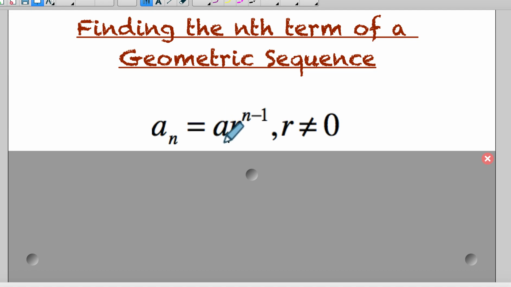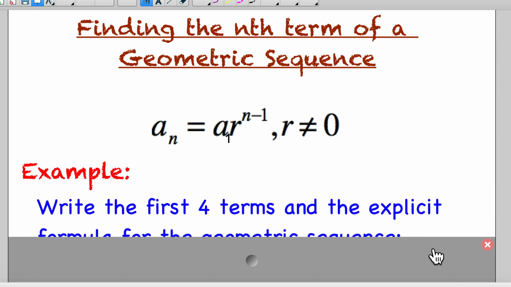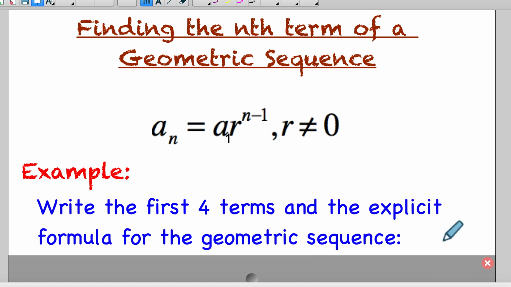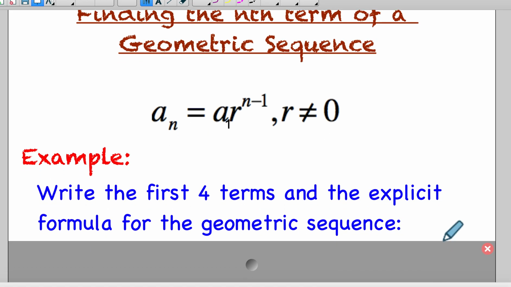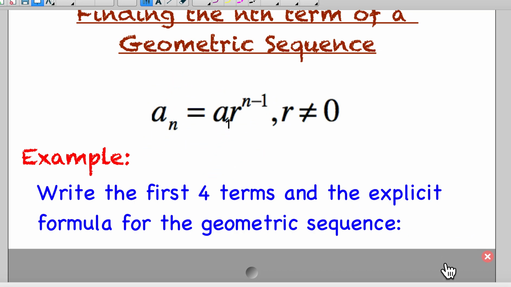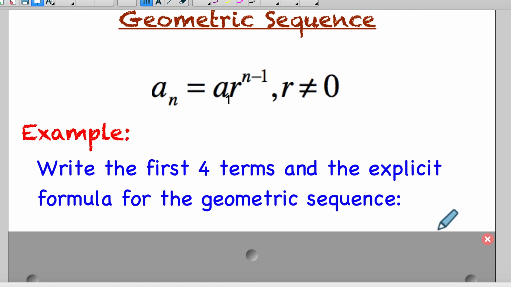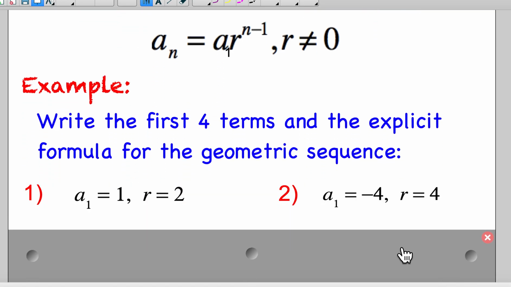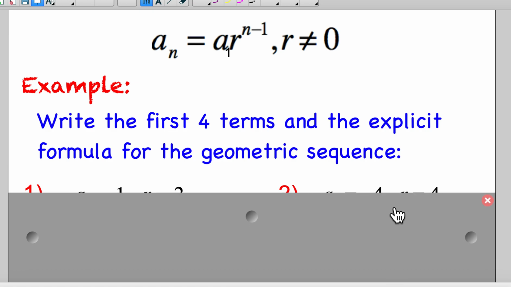You take the first term and you write it in there, and then you figure out what the common ratio is, and you put it in there, and then everything else is taken care of for you. Right, so an example: write the first 4 terms in the explicit formula for the geometric sequence. Explicit formula just means you're going to write the nth term. That's it, just in this format. It's just not a recursive formula, that's all. So write the first 4 terms for this, and then that's it.